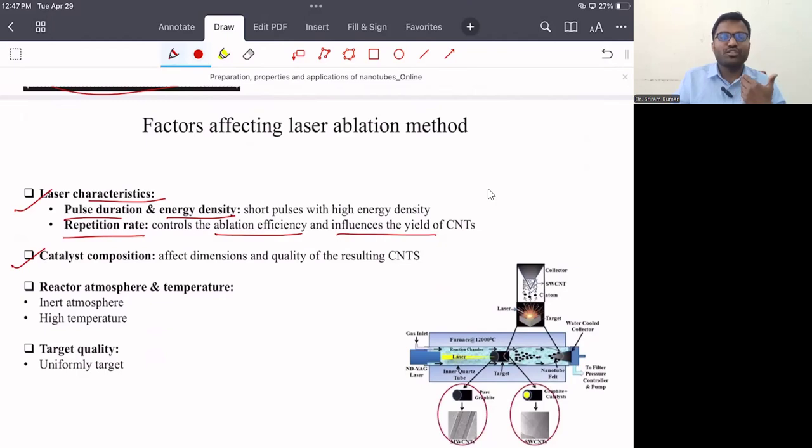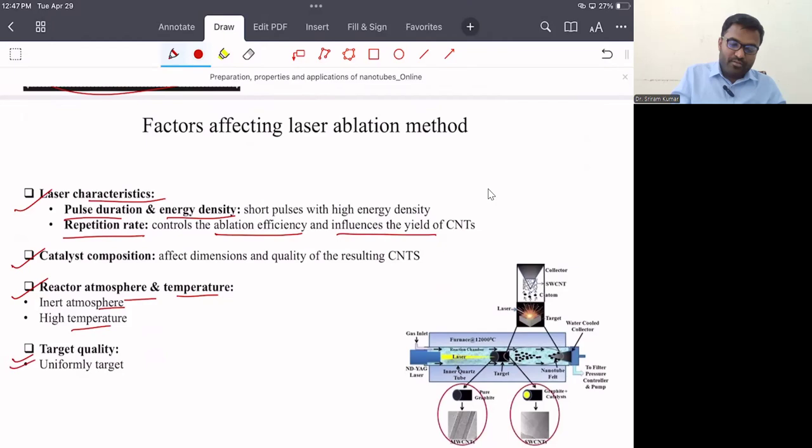The second is about the catalyst composition. The composition in terms of the mixing with the catalyst affects the dimension and quality of the CNT. And the third is the reactor's atmosphere and the temperature here. So we need to use the inert atmosphere and the very high temperature so that we have the uniform formation of the plasma in the chamber.